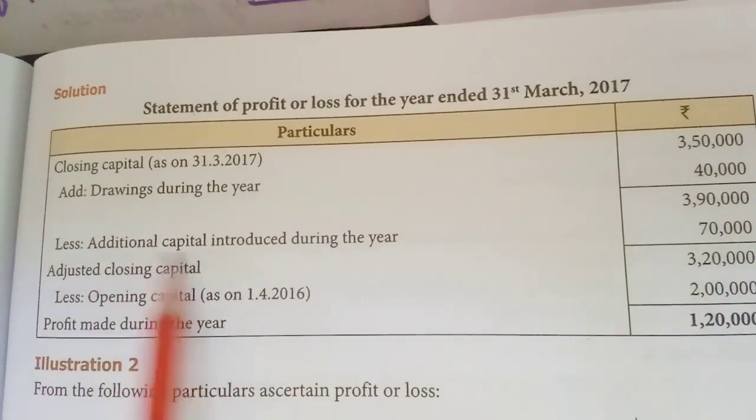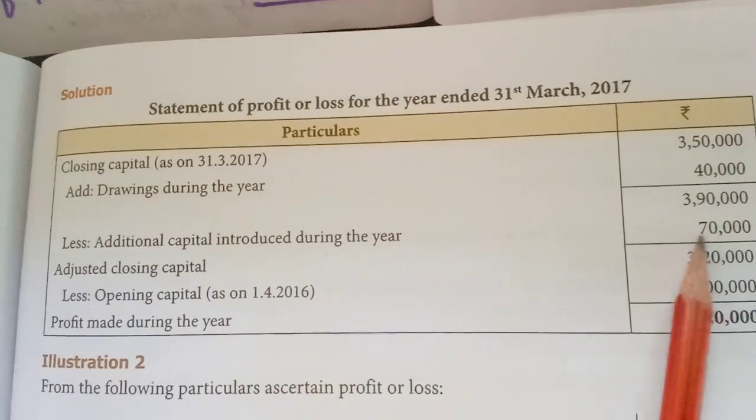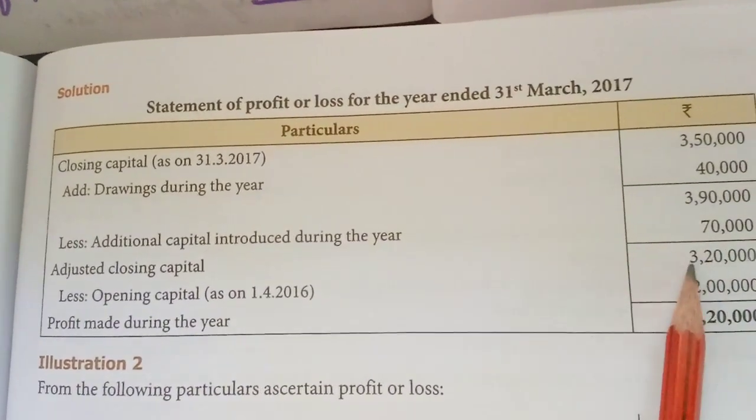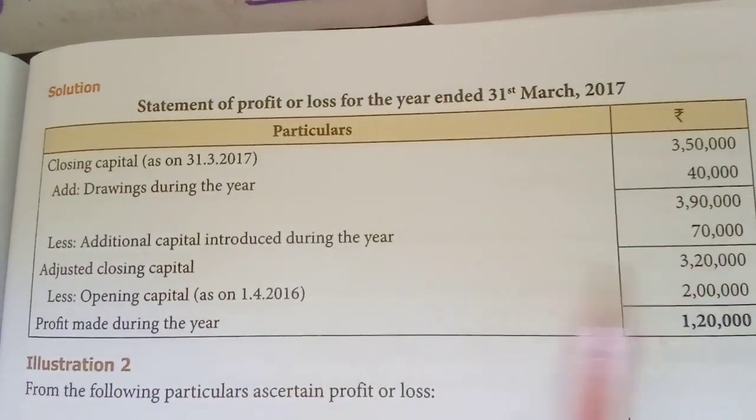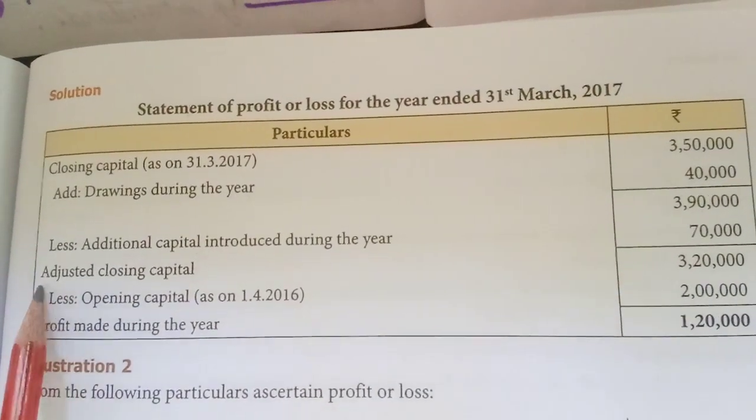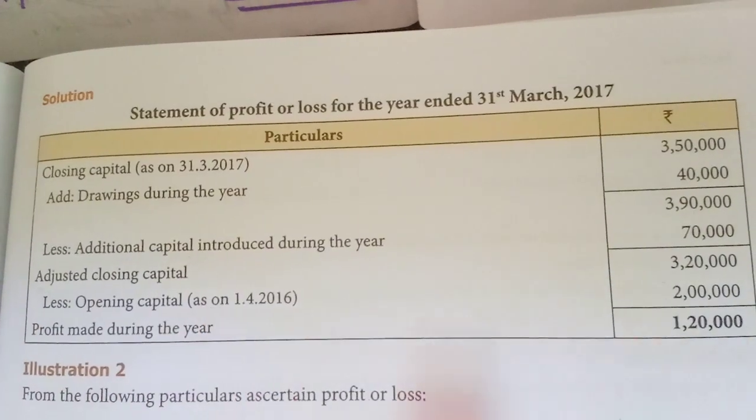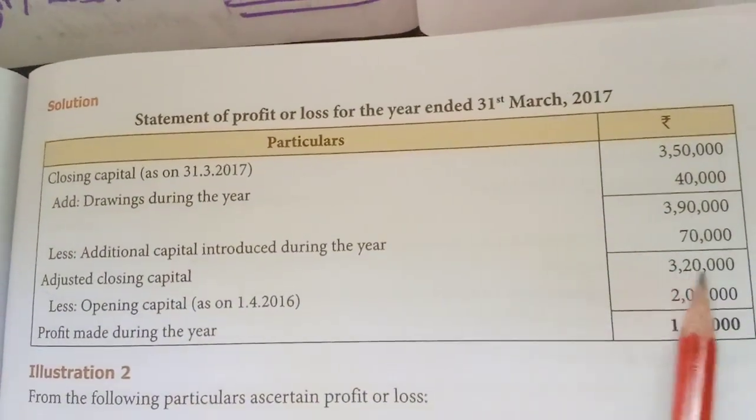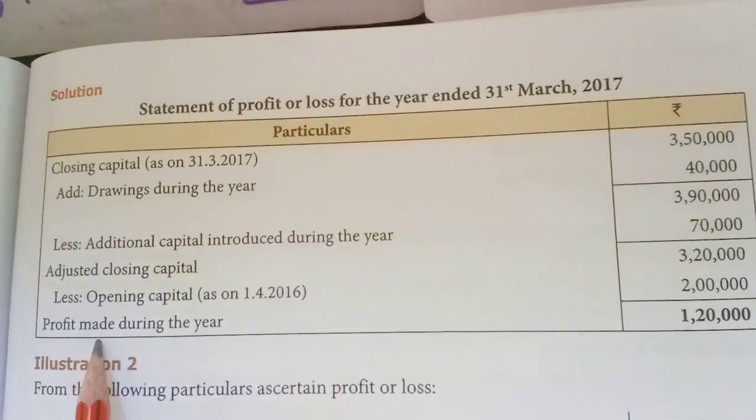Then less additional capital. Only these two words will do. Then less 70,000. Then draw a line and write 3,20,000. Then again you write 3,20,000, in the same line you write adjusted closing capital. Then less opening capital 2 lakh. We have to deduct 2 lakh from 3,20,000, and we will get 1,20,000. That is the profit.